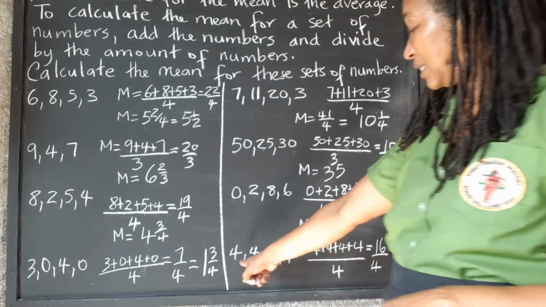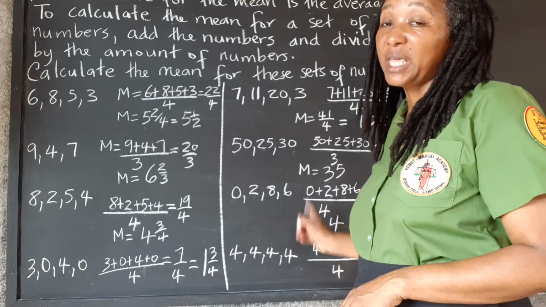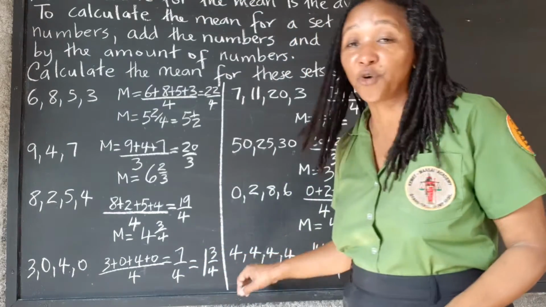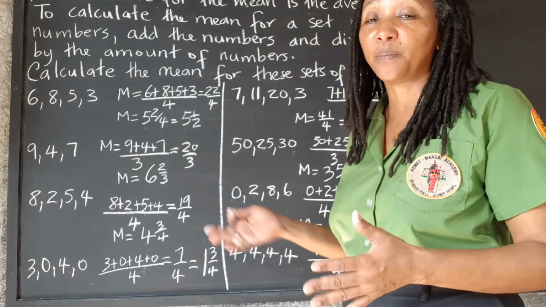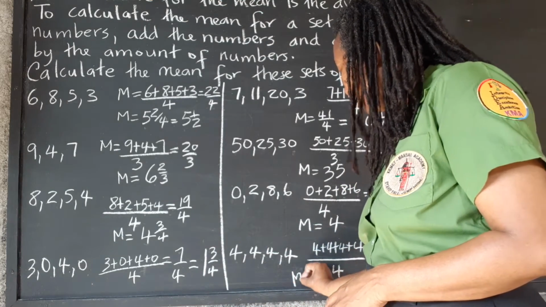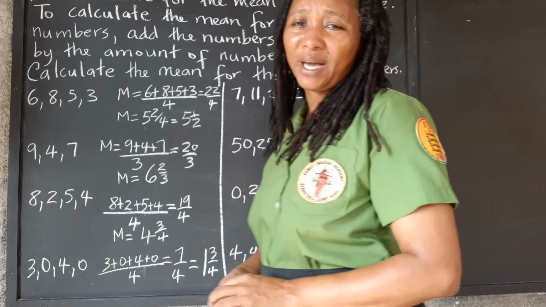So what do you notice? The numbers were all the same. So the mean has to be the same. They were all 4s. So when we count them up and divide it by the number of them, we are going to get 4. So we could have predicted that, but you know how we mathematicians are.